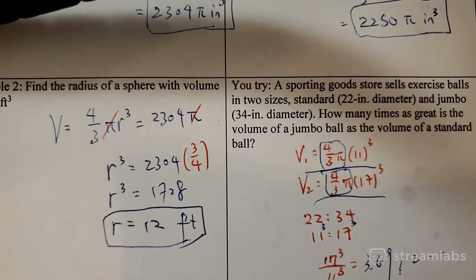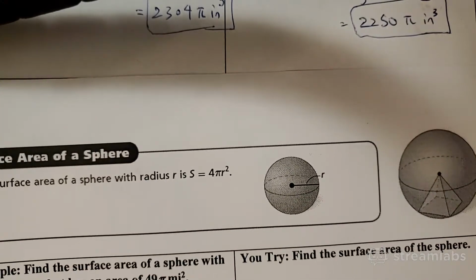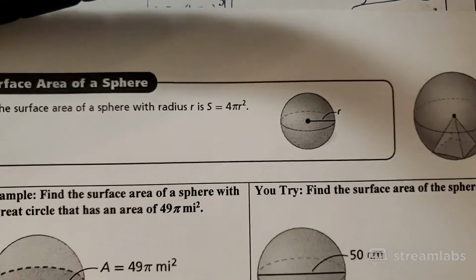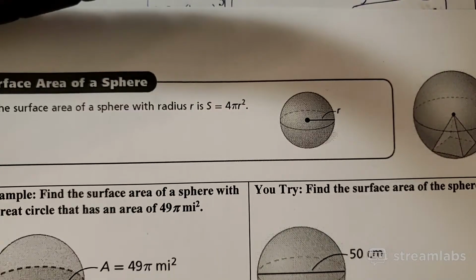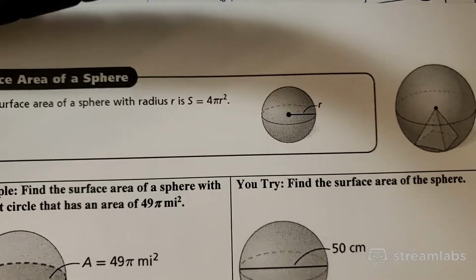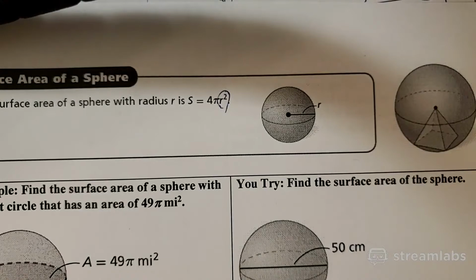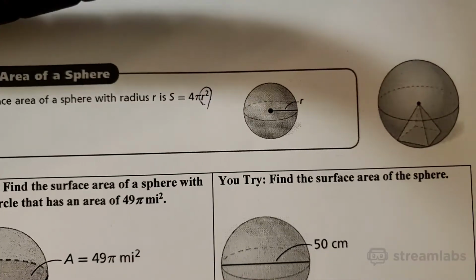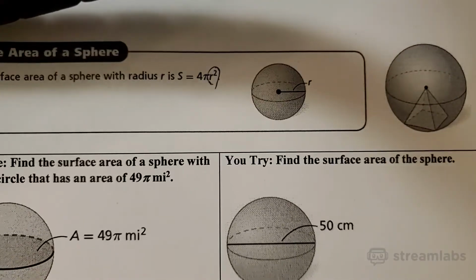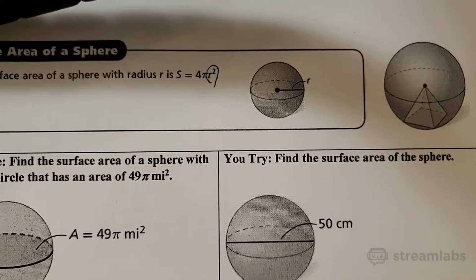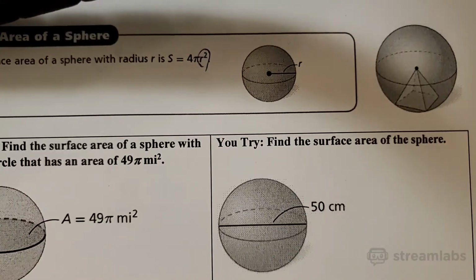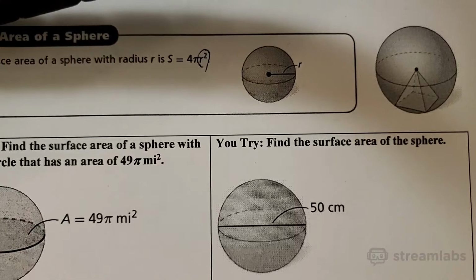Alright. So the next part is surface area. It says the surface area of a sphere with radius r is 4 pi r squared. It's two-dimensional, right? So it shouldn't be cubed. It's squared. So how did they come up with the conclusion? Once again, there is a video about this as well. But basically what they did was the following.